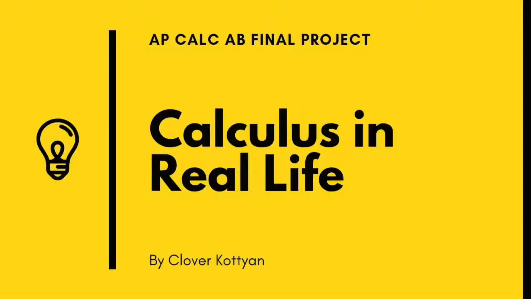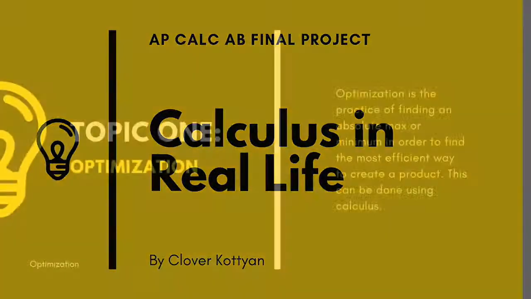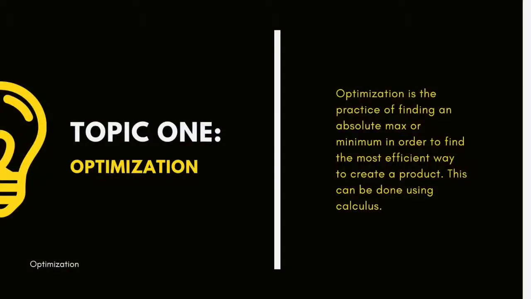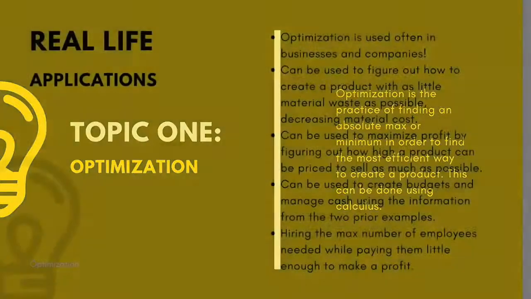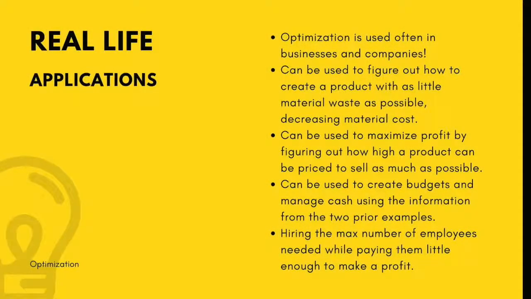Alright, so this is my presentation for Calculus AB Online on applications of calculus in real life. And we're going to get started with my first topic, which is optimization. Optimization is the practice of finding an absolute maximum or minimum of a function. And this can be used in real life in many ways.